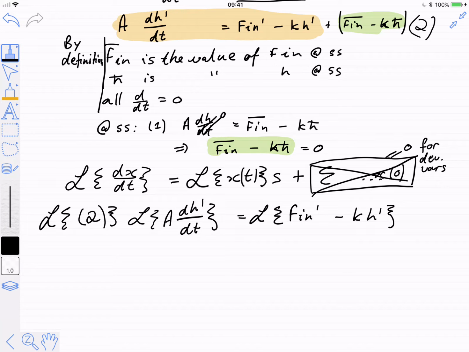And now we'll use some properties of the Laplace transform. It's easier to remember for me personally how the Laplace transform behaves by remembering that the definition of the Laplace transform is in terms of an integral. So the Laplace transform is defined as the integral from 0 to infinity of f of t times e to the minus st dt.